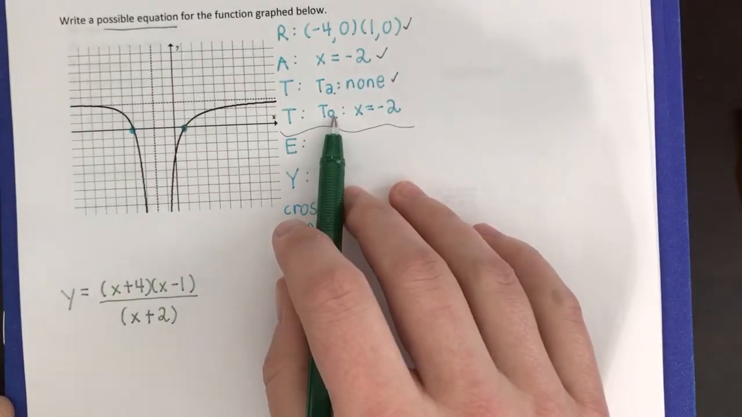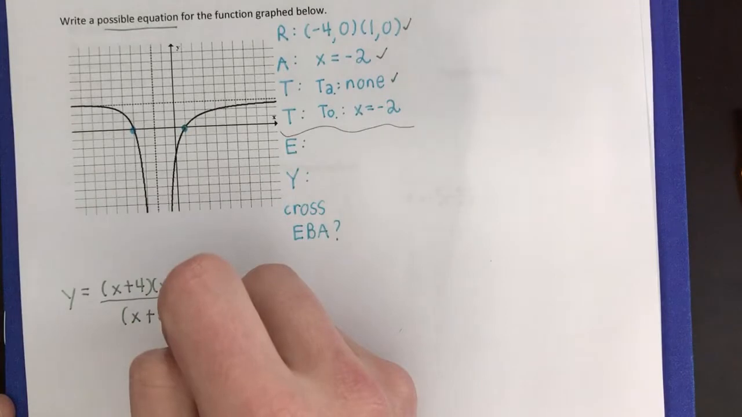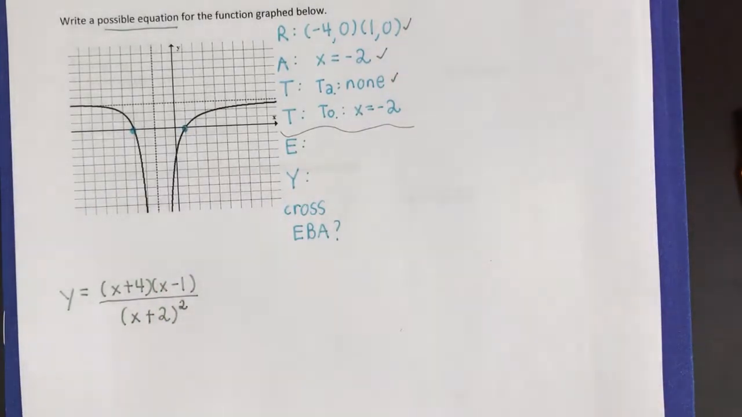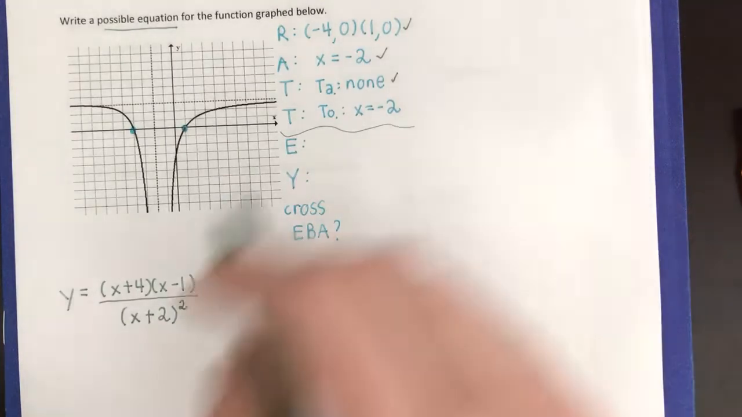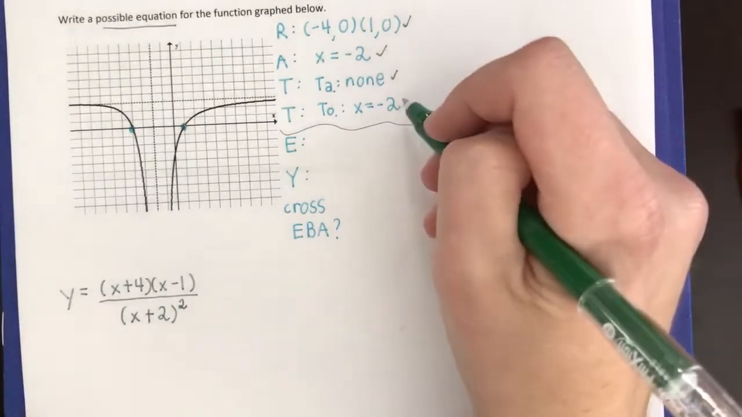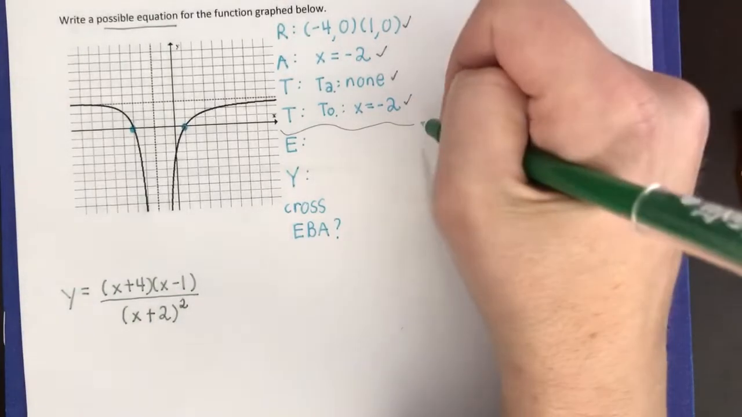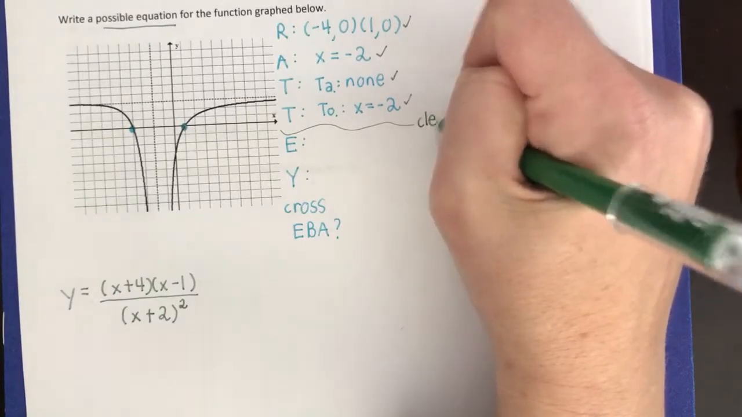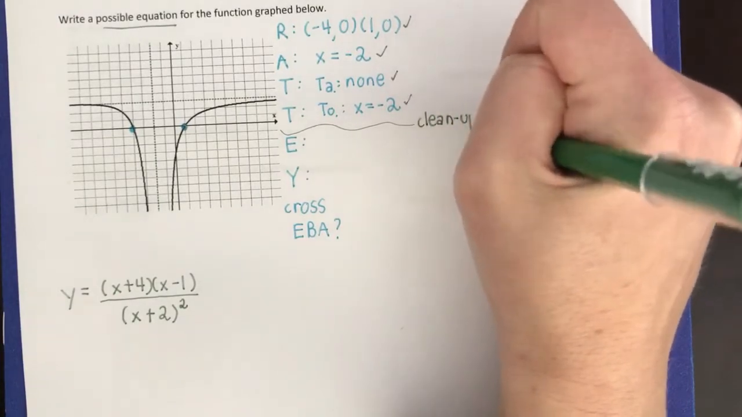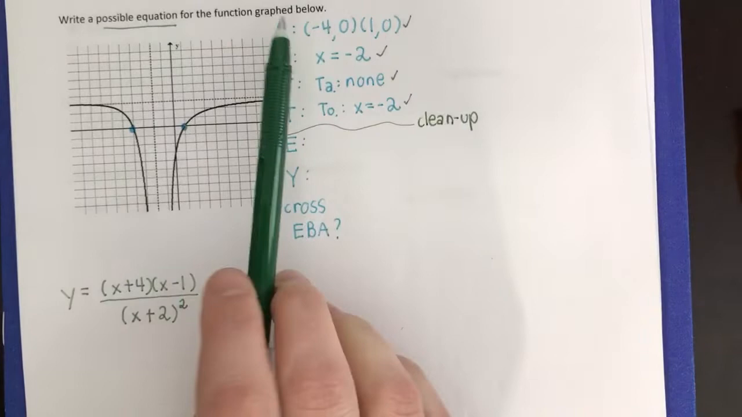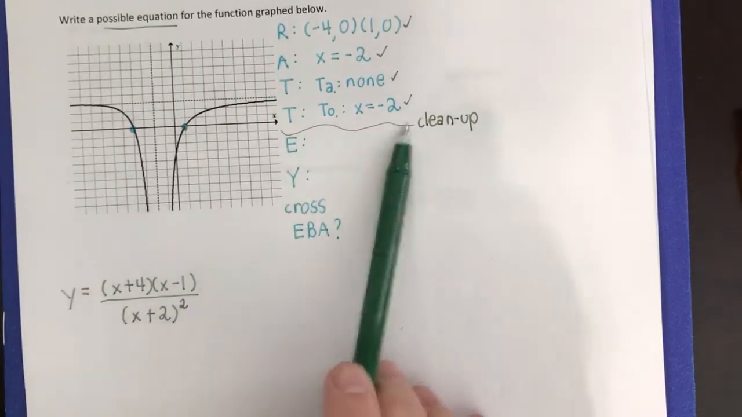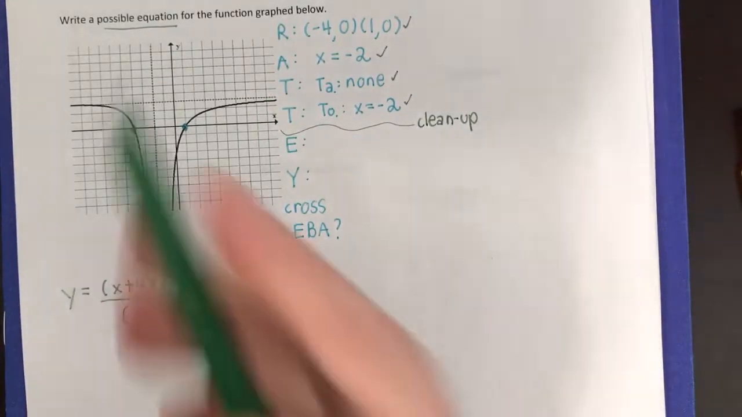Okay, togetherness. So we do have togetherness at x equals -2. That means this must be squared. It could even be raised to a fourth, but we're just going to stick with squared. Okay, so then we need to clean up before we go any further. Just remember, whenever you have the RATT finished, we're going to pause and we're going to clean up.